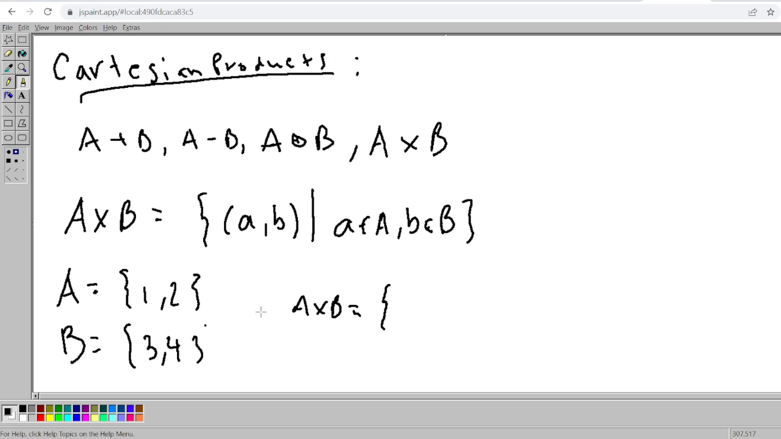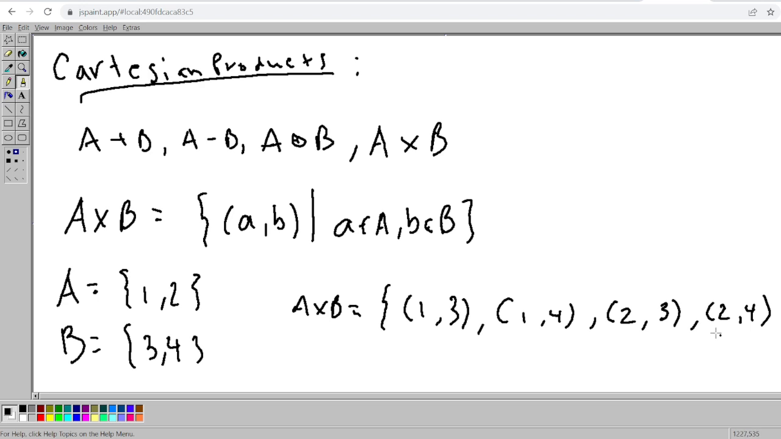So you get the pair (1, 3), where 1 is in A and 3 is in B. You get (1, 4), 1 is in A, 4 is in B. And then you get (2, 3), 2 is in A, 3 is in B. (2, 4), 2 is in A, 4 is in B. And that's your whole set. That is your Cartesian product.